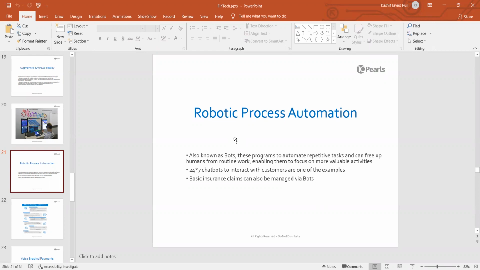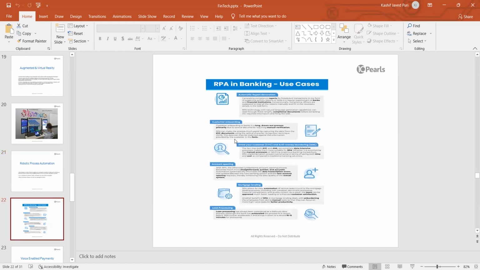So there can be multiple options like KYC and opening a new account. Wherever we have to follow certain steps, we can make use of RPA to achieve those purposes. The first one is automatic report generation. If we have to generate a report, it's just manual work that has to be done in the same way on a daily or weekly basis. So we can just program a robot and that robot can do that task for us.